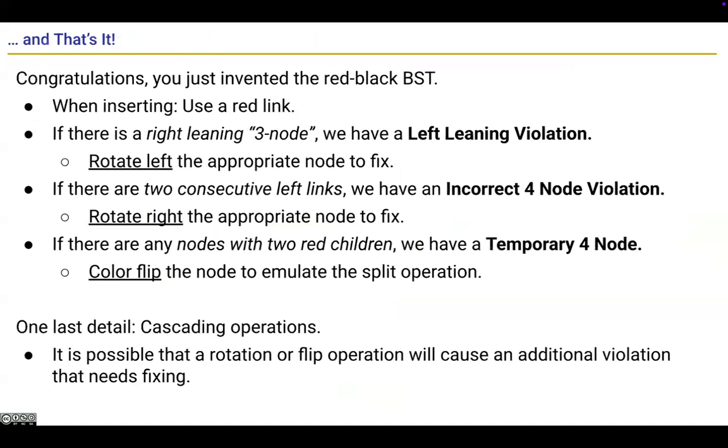So right leaning 3 node. He calls it a left leaning violation. We're going to rotate left. That's rule 1. 2 consecutive left links. That's our bottom one, incorrect 4 node violation. We're going to rotate right. And if there are any nodes with 2 red children, we have a temporary 4 node, we color flip. That's it. That's all we have to do to get an LLRB to be structured properly and correspond to a 2-3 tree. Sound good? Awesome.